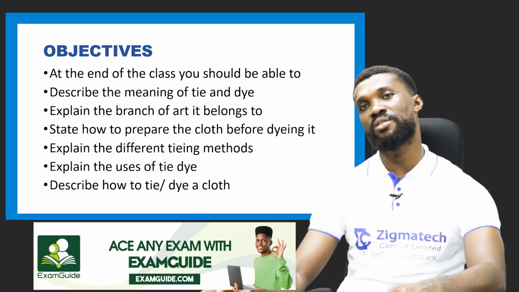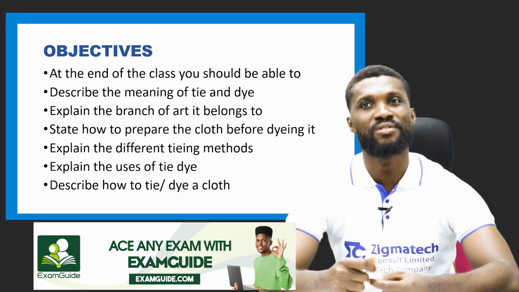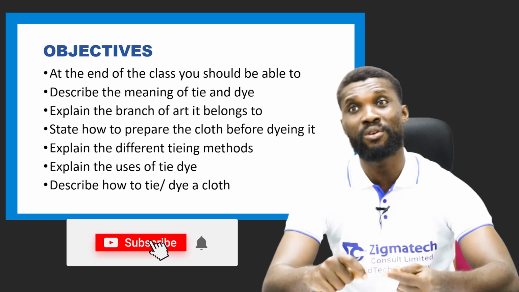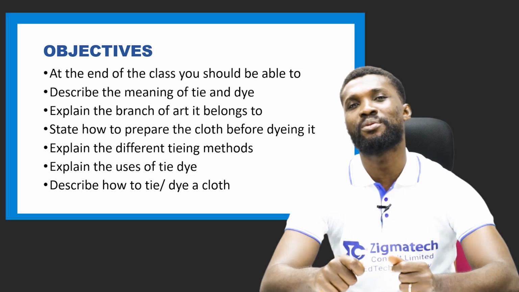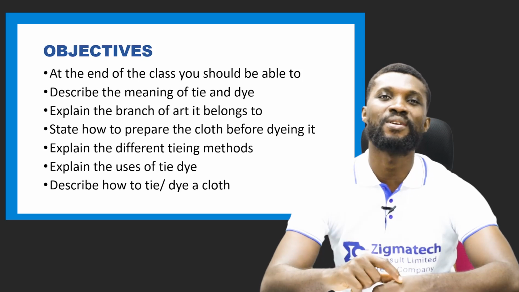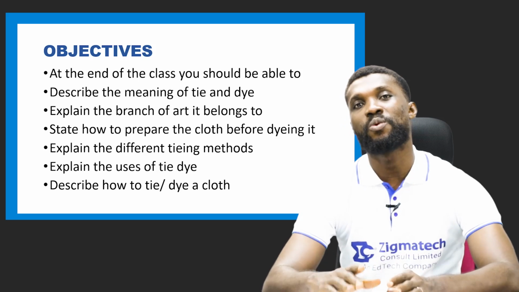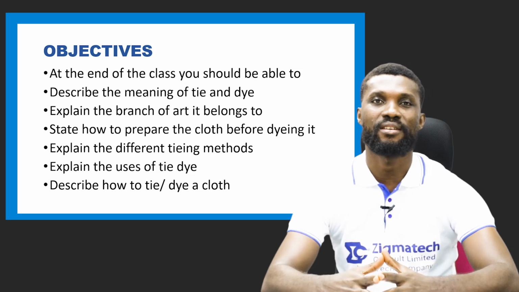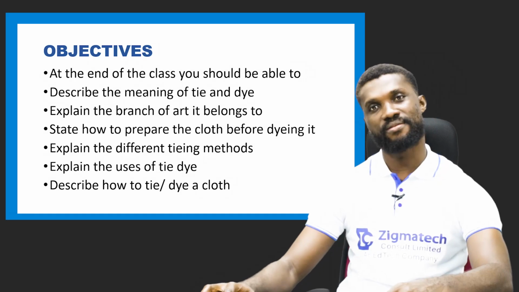Now our objectives for this study: number 1, by the end of this class you'll be able to describe the meaning of tie and dye like we explained before. You'll be able to explain the branches where tie and dye belongs to, and then finally, one of the major things I want you to pick up from this class is that you will be able to produce your own tie and dye fabric. That is the key point I want you to get from this class, because this class is kind of a practical class. It's a class where we'll explain bit by bit how you can actually dye a fabric. So without any further ado, let's get started.